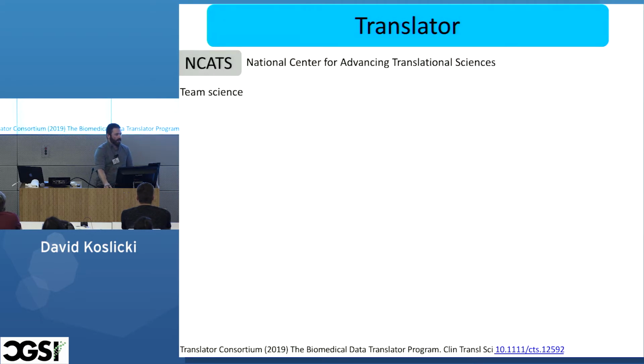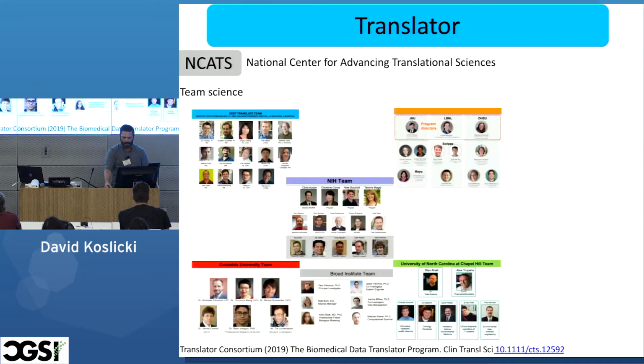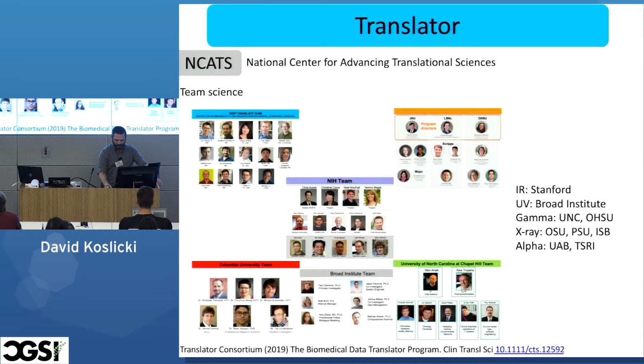So nothing is done in isolation, of course. So this Translator project, part of NCATS, is a large team science thing. This is a small enough picture that it's not super useful, but it's just to give you an indication that there are many different teams involved with this. This is a subset of the different kinds of teams. And it's a very interesting project because while the grant application was, one, extremely non-traditional, but two, competitive, the actual performance of the grant, we are very collaborative, and all the teams are required to work together, share information, etc.